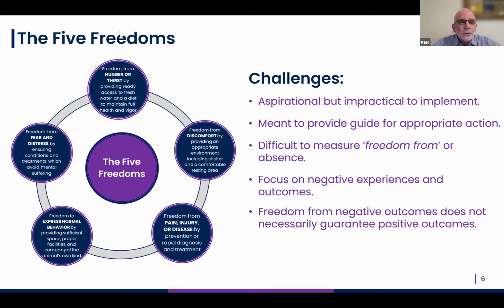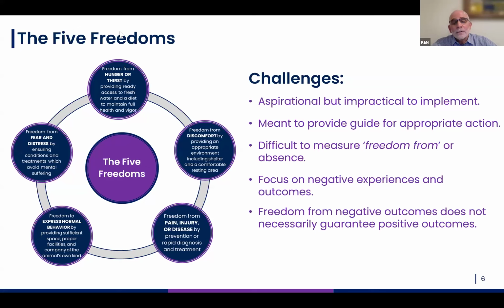How do we know for sure that animals don't experience hunger or thirst when we know that physiologically they have to experience hunger and thirst to want to eat and drink? So it's really kind of difficult to navigate these. And then these 5 freedoms also focus on negative experiences and outcomes, and really don't talk about promoting positive outcomes, which is a very important aspect of welfare.